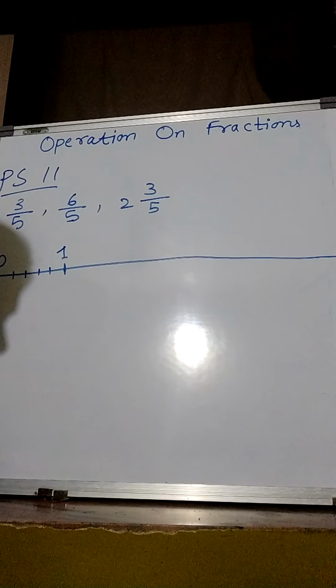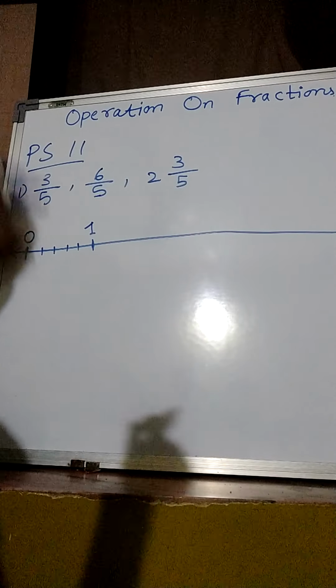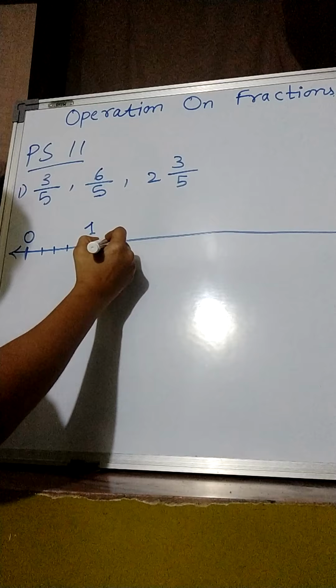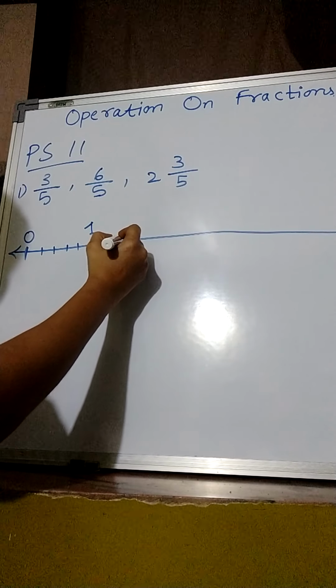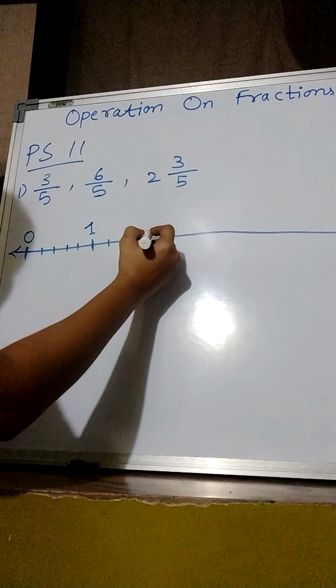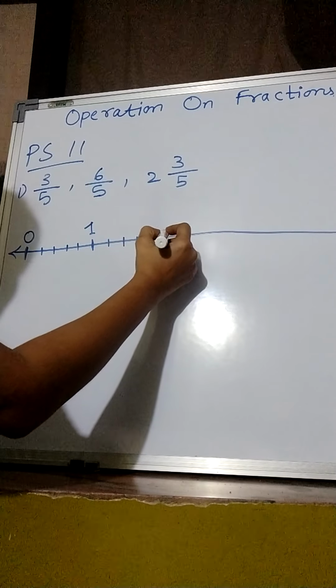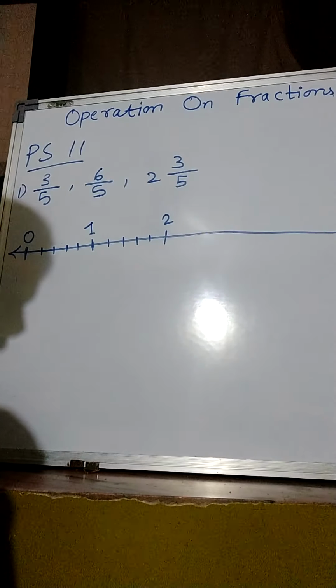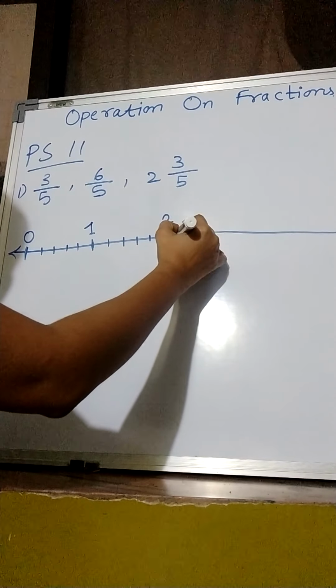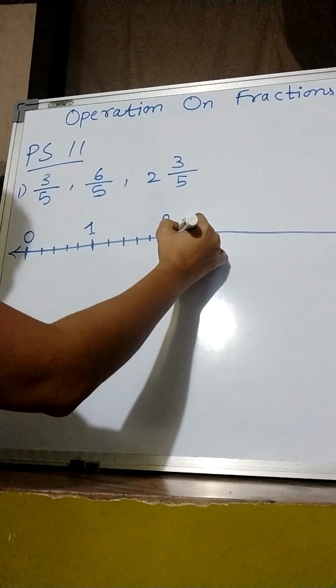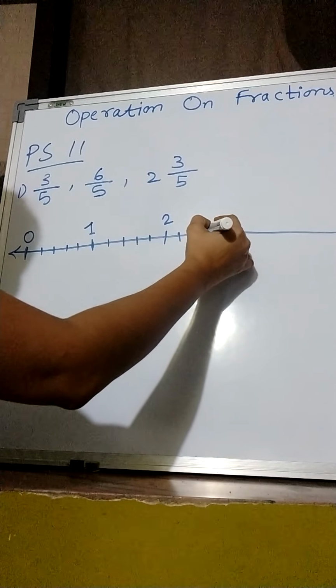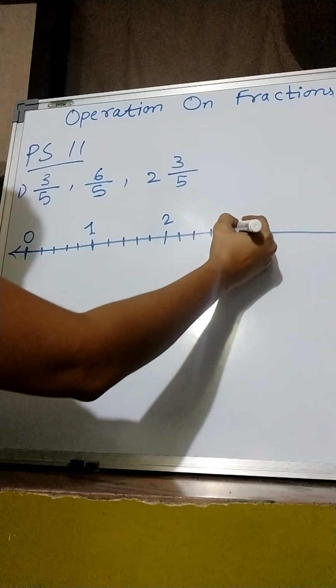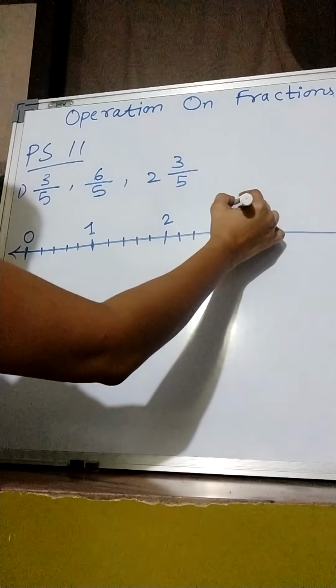Understand everyone? Next move to 6, 7, 8, 9, 10. Here your 2 is there. Then 11, 12, 13, 14, 15. Here your 3 is there.